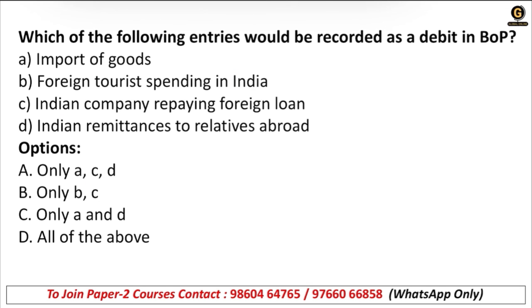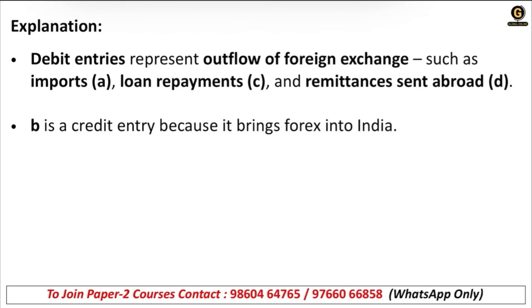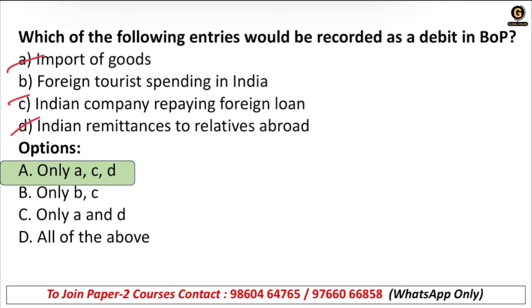Next, which of the following entries would be recorded as a debit in BOP? Import of goods, foreign tourist spending in India, Indian company repaying foreign loans, Indian remittances to relatives abroad. Right answer is option A, that means A, C, and D. Debit entries represent outflows of foreign exchange, such as imports, loan repayment, remittances sent abroad. B is a credit entry because it brings forex in. It is an inflow. That is why.